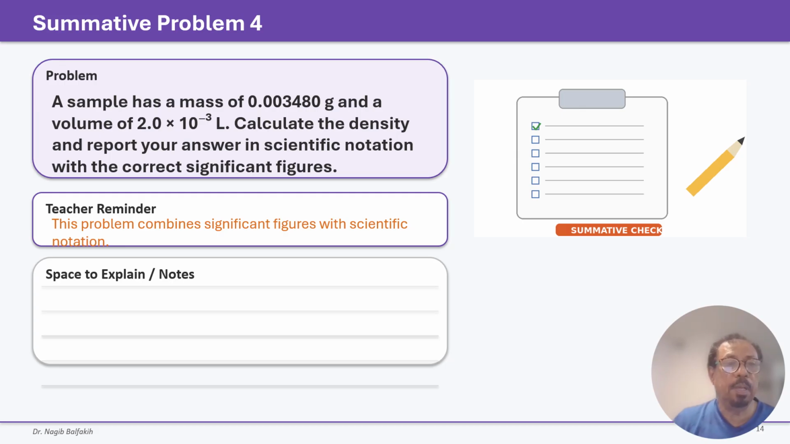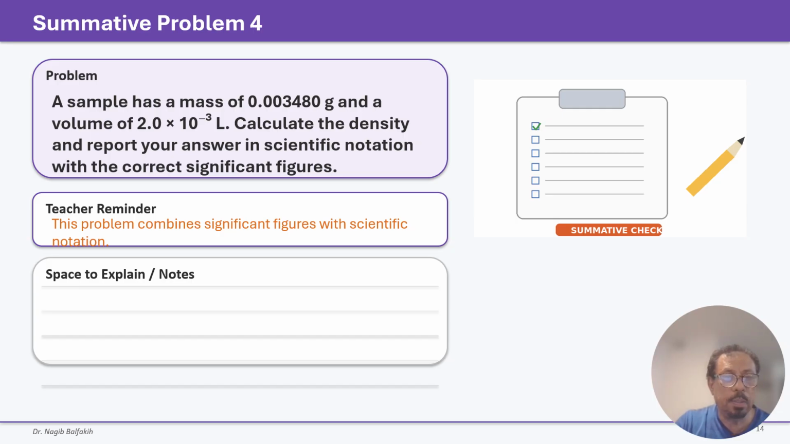Let's go now to problem number 4. A sample has a mass of 0.003480 gram and a volume of 2.0 times 10 to the power minus 3 liter. Calculate the density and report your answer in scientific notation with correct significant figures. Let's do the density here. Okay, so we need to calculate the density.